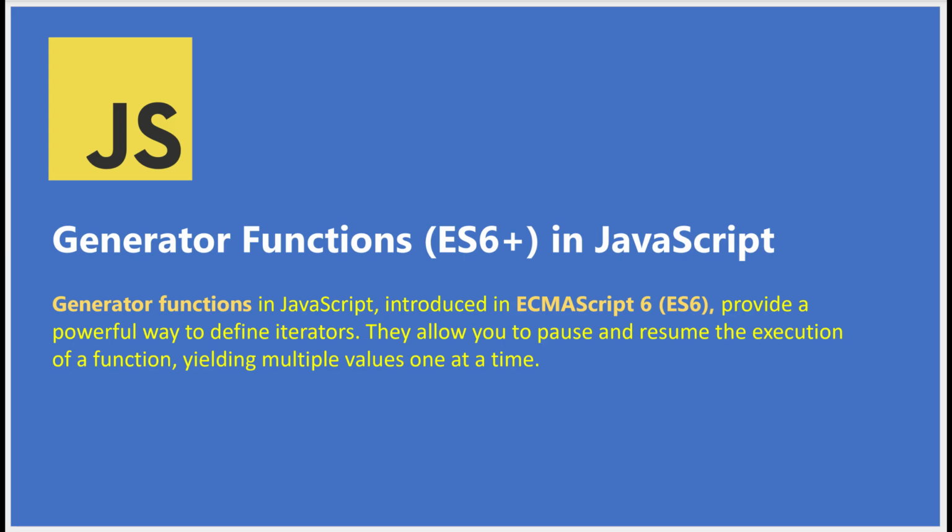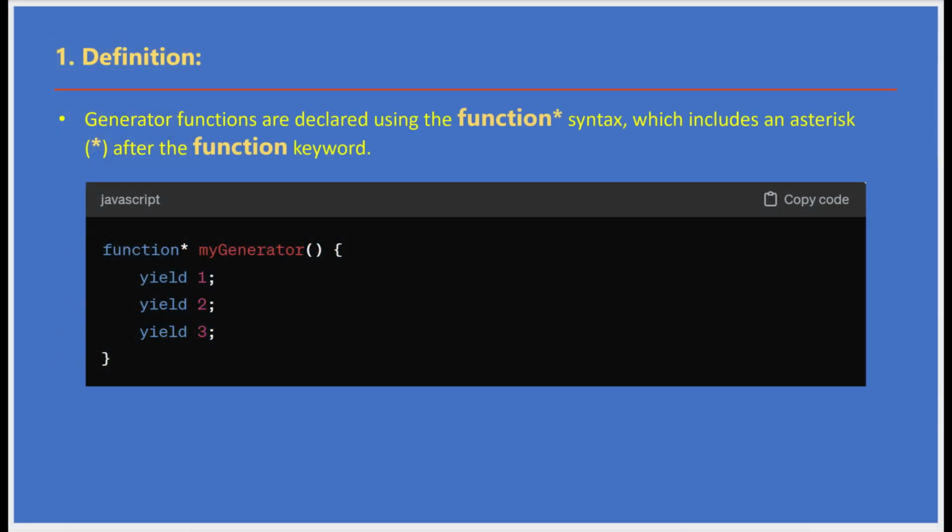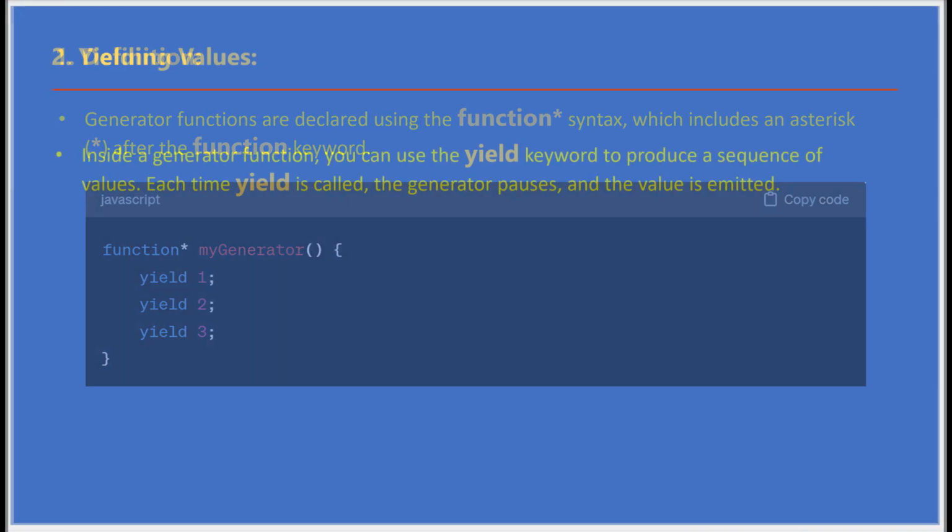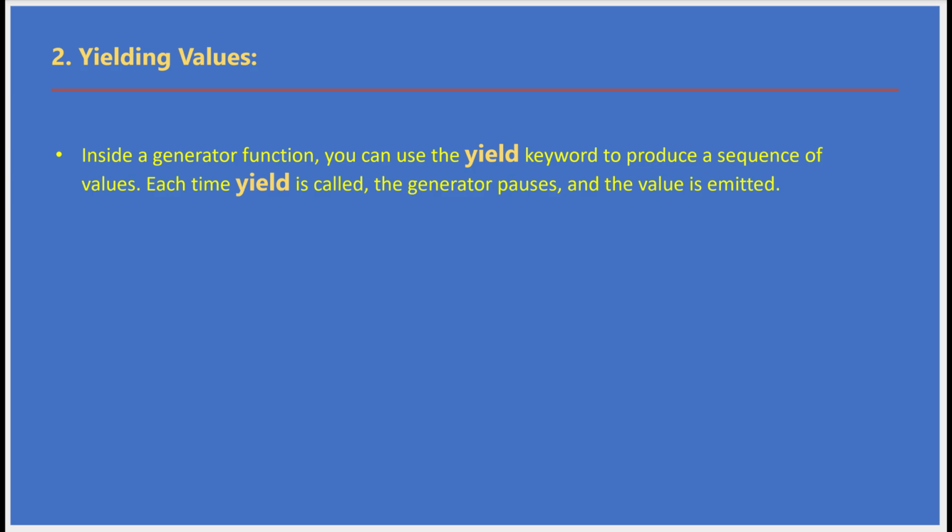So, how do we declare a generator function? It's simple. All you need to do is use the function asterisk syntax. Yes, you heard that right. There's an asterisk right after the function keyword. Here's an example. Imagine a function named myGenerator. It's a function that yields the numbers 1, 2, and 3 one at a time. Output. Every time you call the yield keyword inside this generator function, it pauses and emits a value.